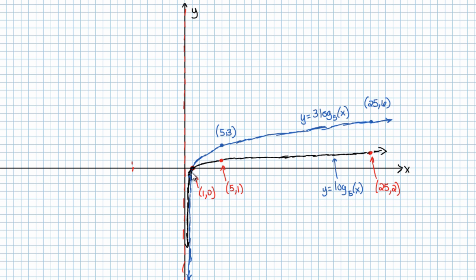So here's the new vertical asymptote. You can kind of ignore my old vertical asymptote because it's been moved to x equals negative 7. That's the equation of that vertical line.